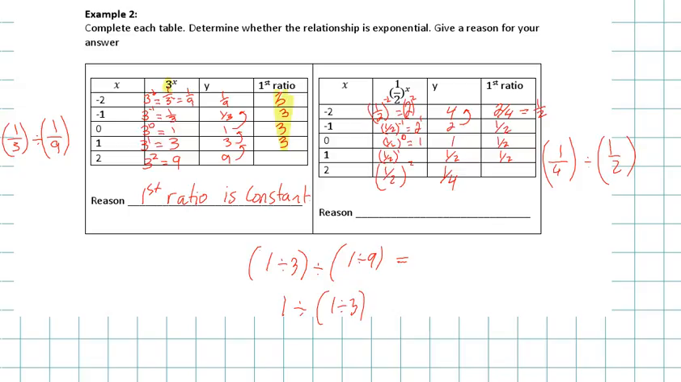Okay, alright, I figured it out. So, again, this is an exponential, right? And it's an exponential because the first ratio is constant. And I already told you, before we even did this table, that your first ratio is going to be a half. I want to show you. See, I show my work.